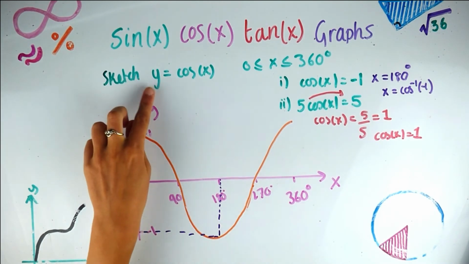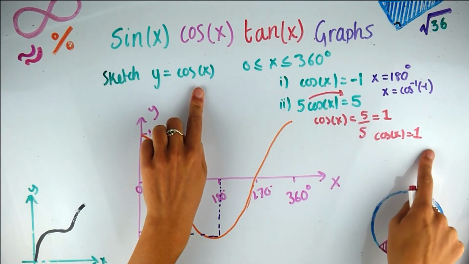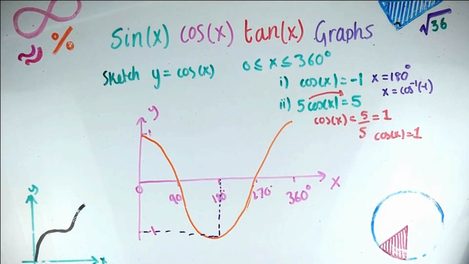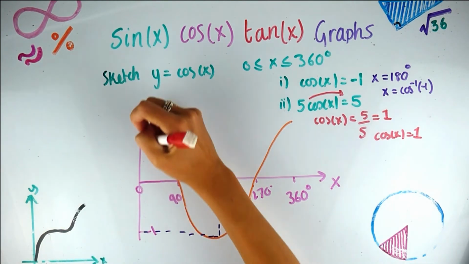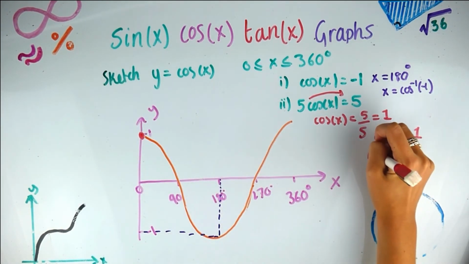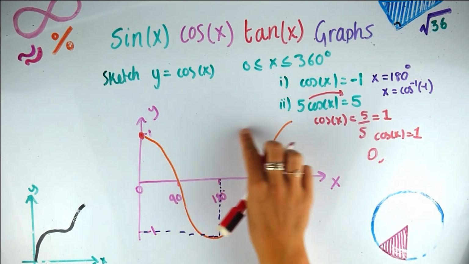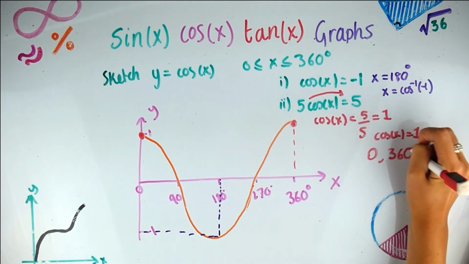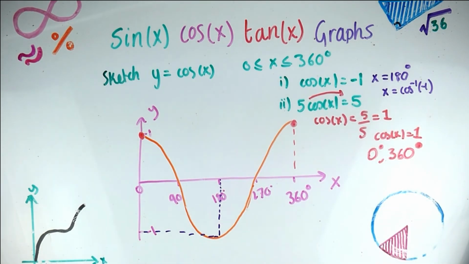And we've sketched y equals cos of x, so cos x equals 1. So we're setting y equal to 1. So we need to look at our y when y is 1, which is here. What is x? So that is 0. And also y is 1 here, and what is x? 360 degrees. So in this region, they are our two answers.